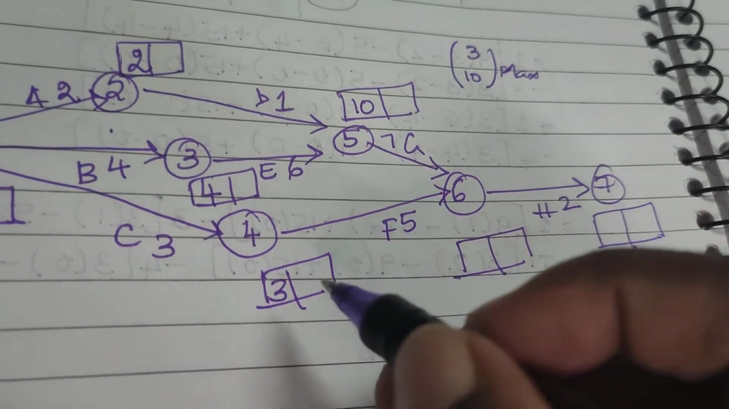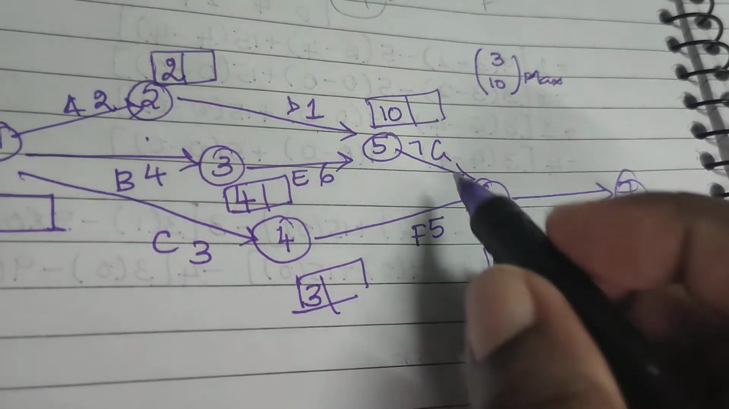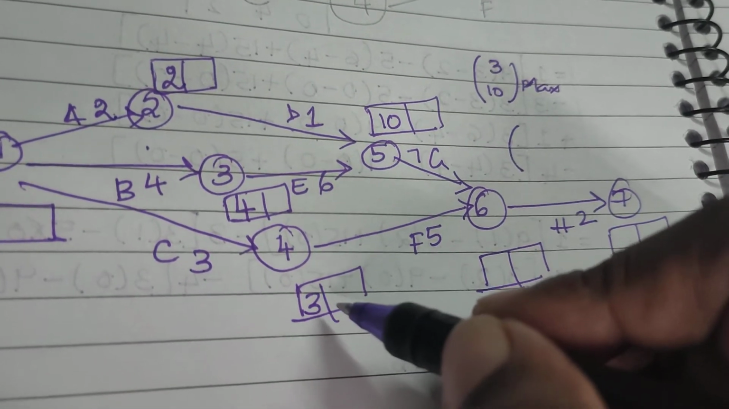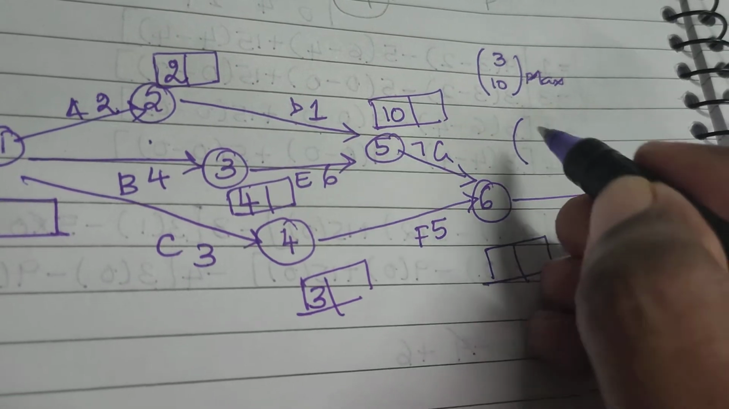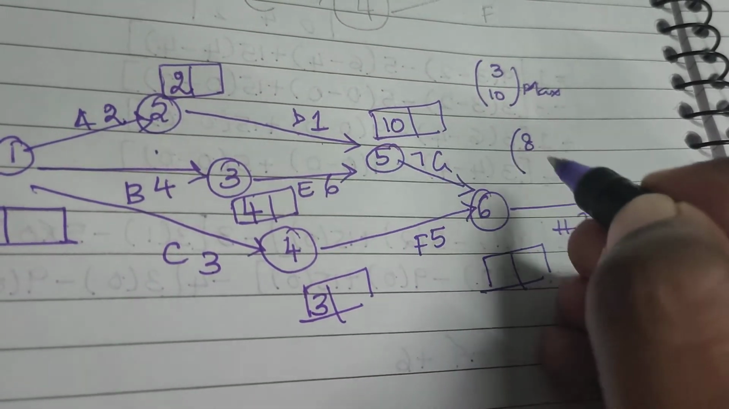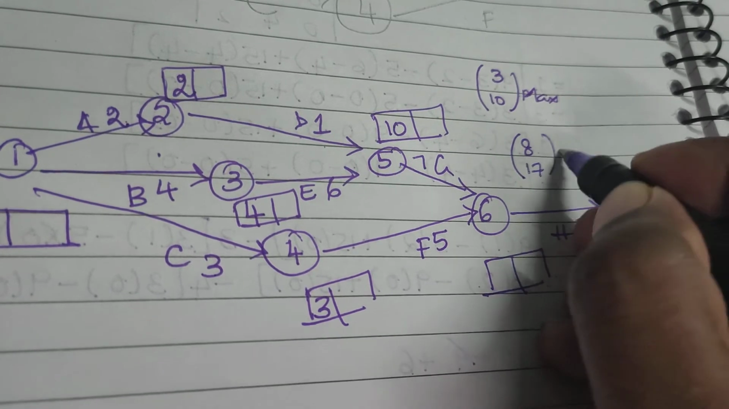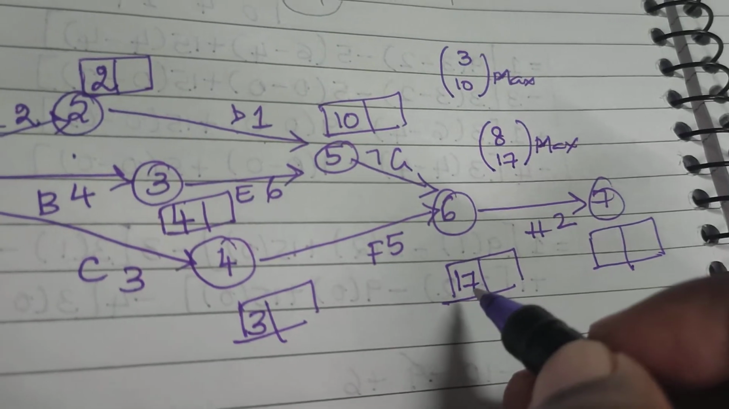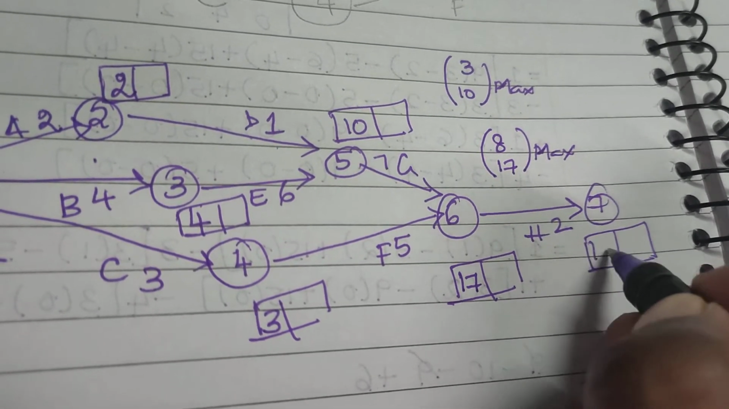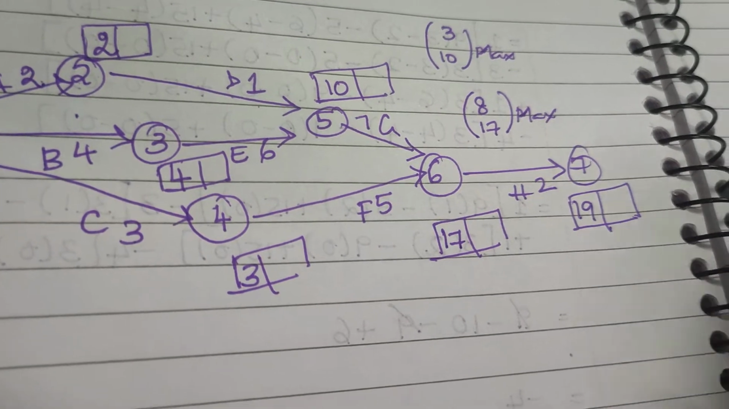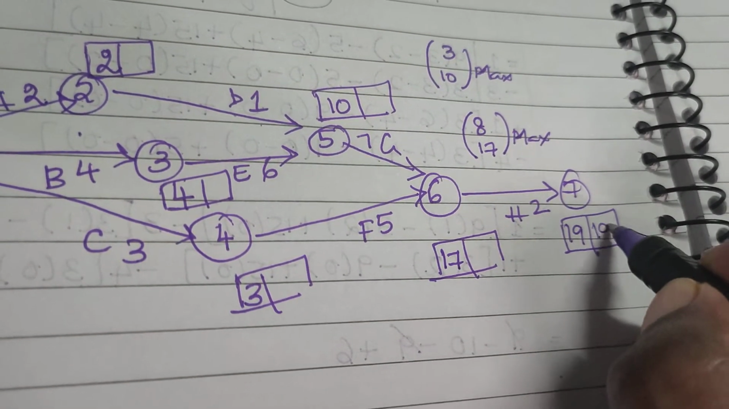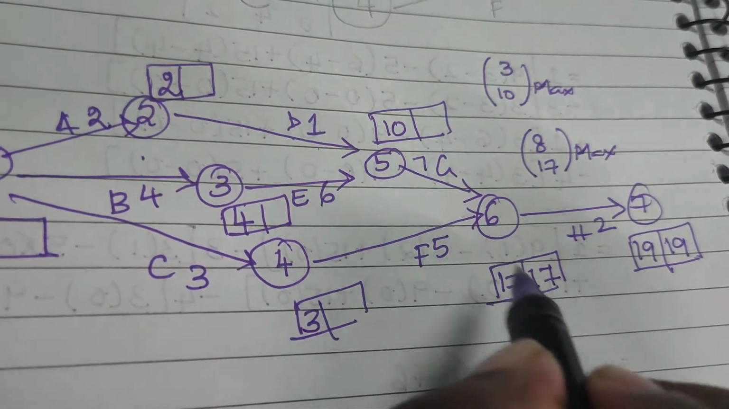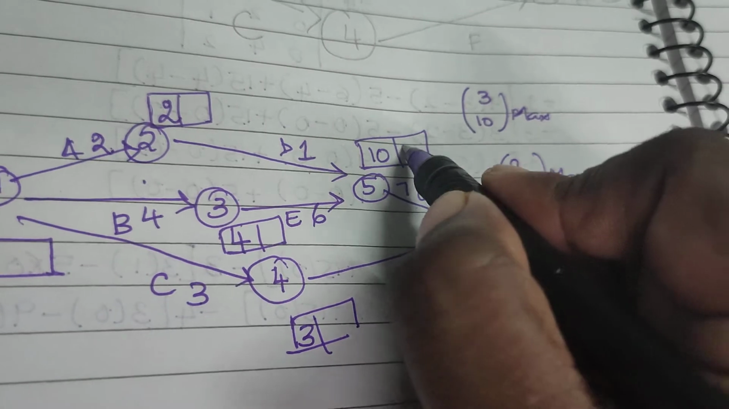That comes here. Now again you have a selection choice here. If you notice, this one is 3 plus 5, 8 and this one is 10 plus 7, 17. So maximum is 17. The last one is no problem. 17 plus 2, 19. Return journey, we are going to start with 19 itself. Minus 2, we have 17. Then we go to 5. 17 minus 7, you have a 10.